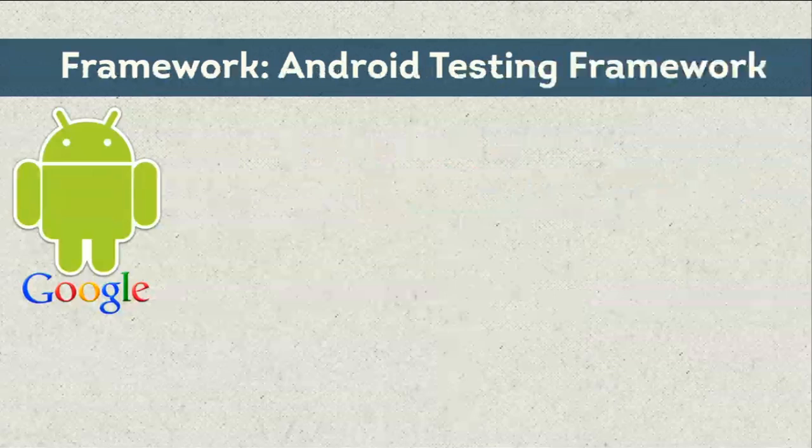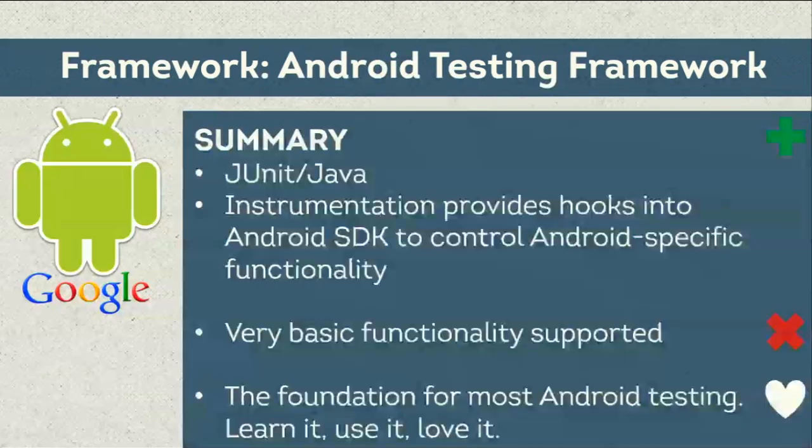OK, so let's talk about a few of the frameworks that are available. So we have the Android testing framework, which if you're developing, you're probably familiar with it. If you're not writing JUnit tests, then you probably know that you should be. But it's JUnit, it's Java. It provides instrumentation hooks so that we can access Android-specific functionality, which is great. I wouldn't say it's a downside that it provides only very basic functionality. I think it doesn't set out to do anything more than that. And it serves as the foundation for pretty much every framework that tests for Android on top of it. So you should definitely be using it.